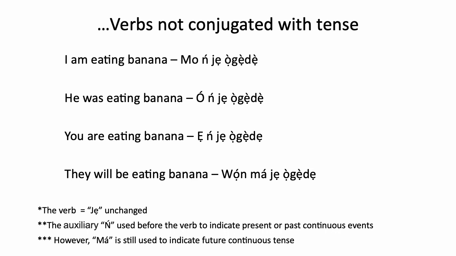The bottom line here is that irrespective of the time of events, the main verb is unchanged. Instead, auxiliary words are used to indicate the time or tense of event. Now, shall we consider further examples that follow this pattern?